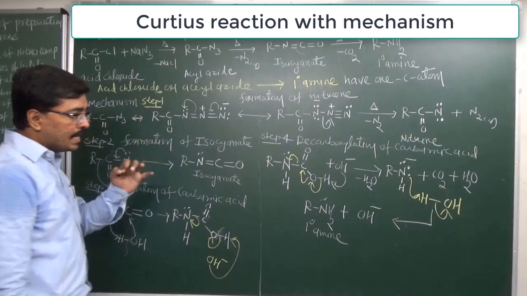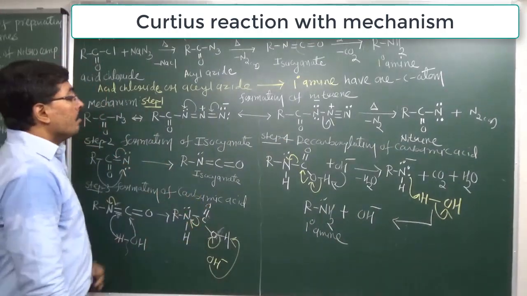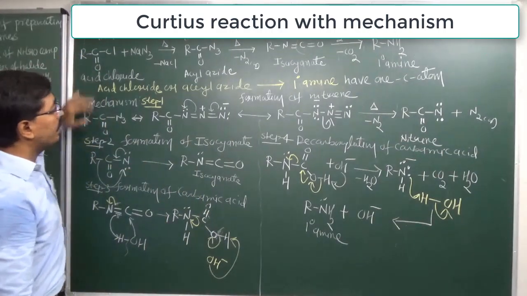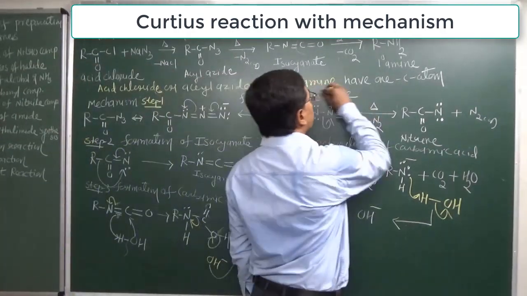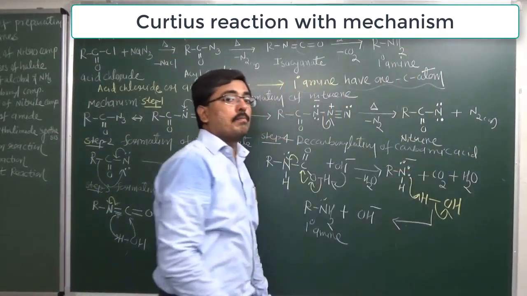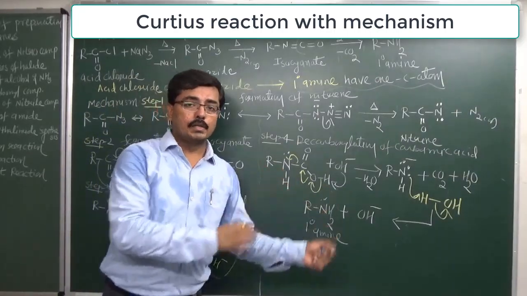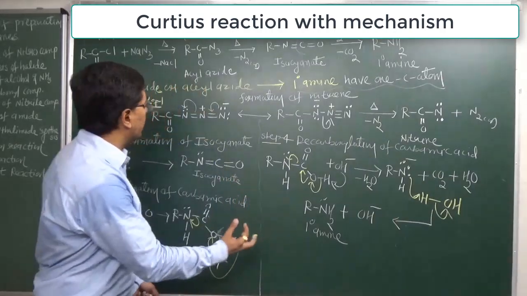So now, the basic funda of the Curtius reaction, or Curtius rearrangement, is that we get a primary amine from either acyl chloride or acyl azide, but the most important thing is that it has one carbon atom less as compared to the acyl azide or acyl chloride. Now we will study the different applications of this Curtius rearrangement reaction.